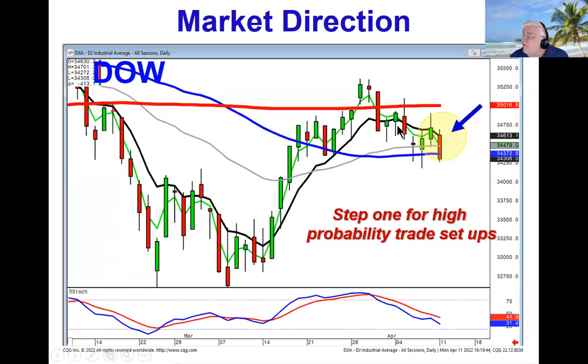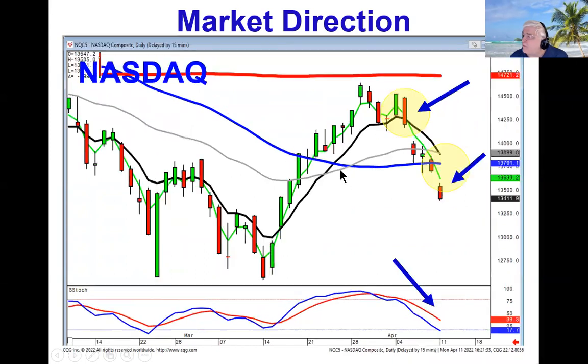We know the simple factors. If you see a big candlestick sell signal and a close below the T line, you can stay short until you see a candlestick buy signal and close back up above the T line. This is important for the direction of the trades that you want to put on in your portfolio.